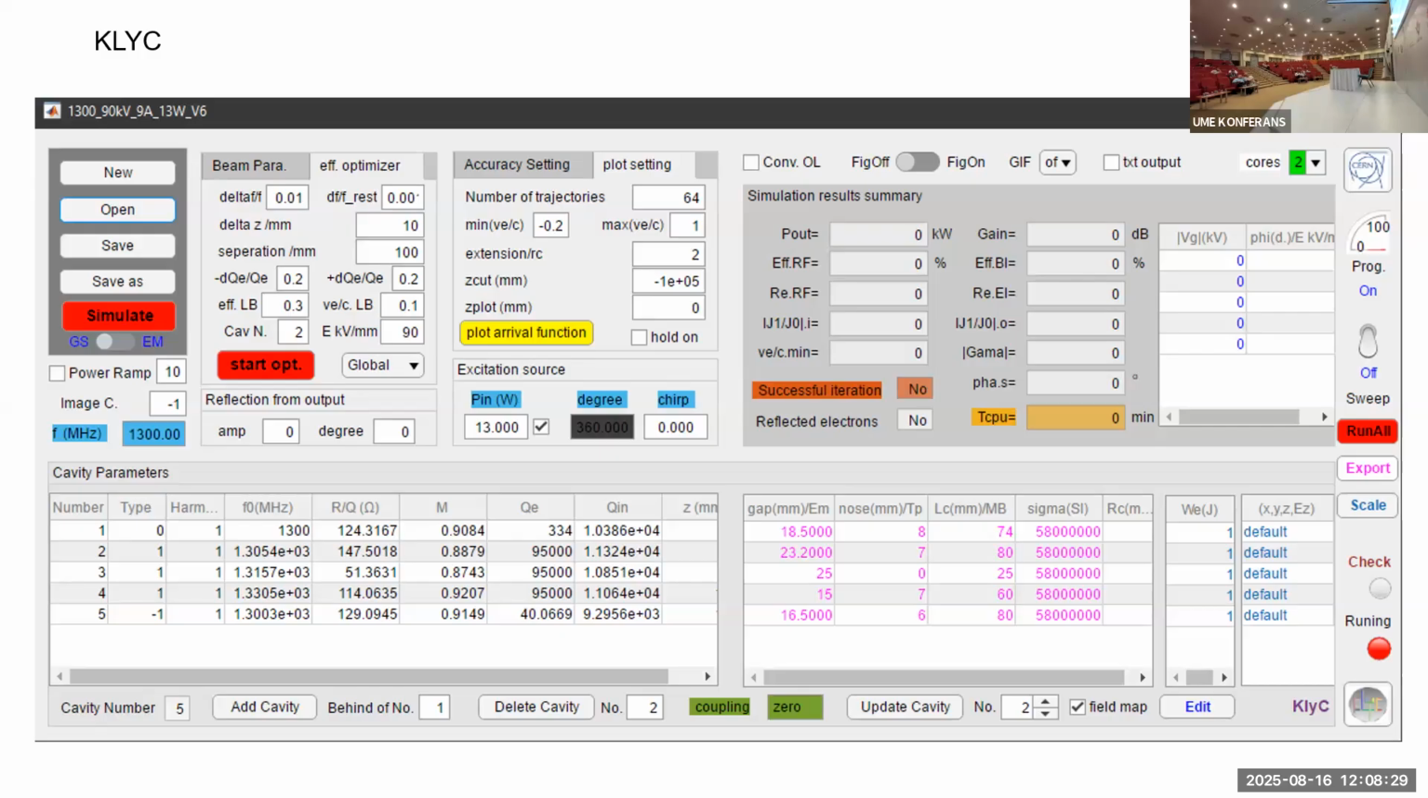Number of trajectories that you want, and extension limits, Z cut, etc. And your figure you can turn on or off, you can give animation, you can get the text output, you can obtain everything from here.